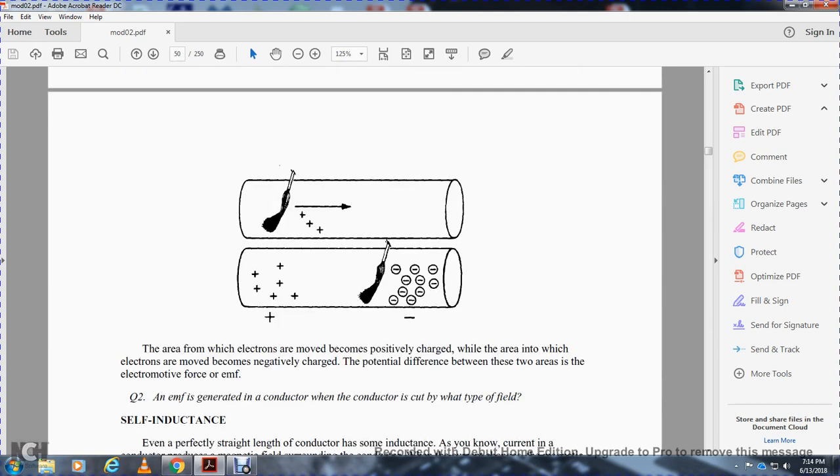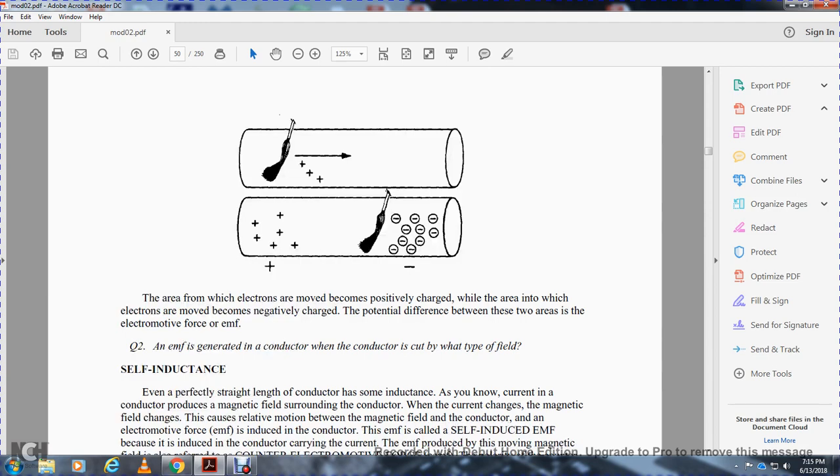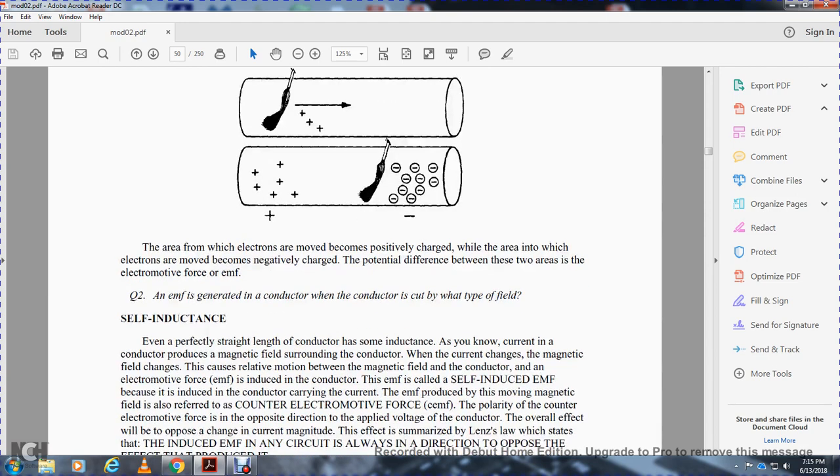The area from which the electrons move becomes positively charged, while the area into which the electrons are moved becomes negatively charged. The potential difference between the two areas is the electromotive force, or EMF. EMF is generated in the conductor when the conductor is cut by a magnetic field, but what type of field?